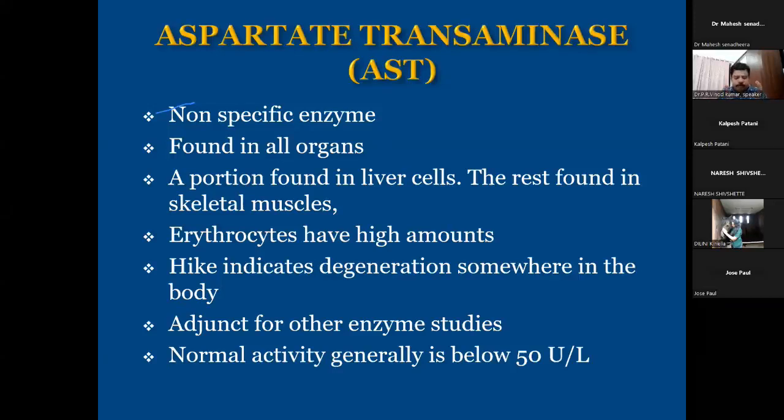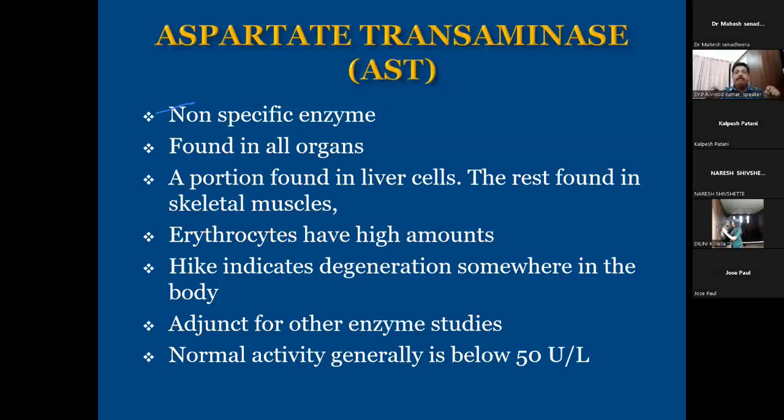The thing with AST is that it is found in almost all the organs. So if there is a hike in AST, we cannot say that there is a hike in any specific organ. We can say that there is degeneration somewhere in the body. But to a certain extent, a little portion is found in the liver, up to almost 15 to 20% of this enzyme. Of course, when the liver is involved, we can say there is a hike in AST.